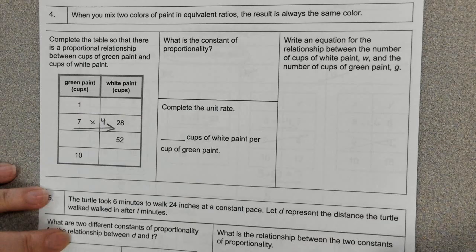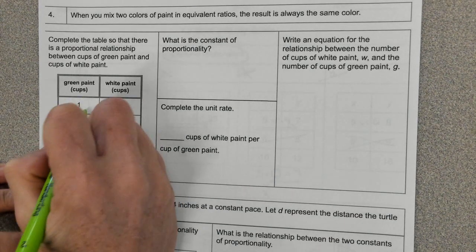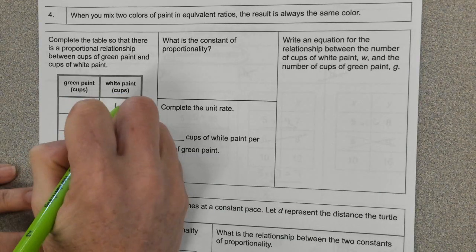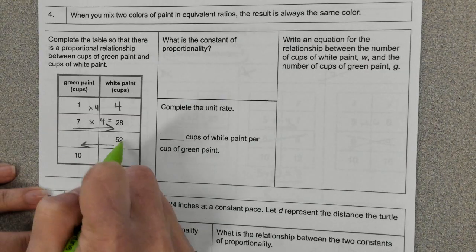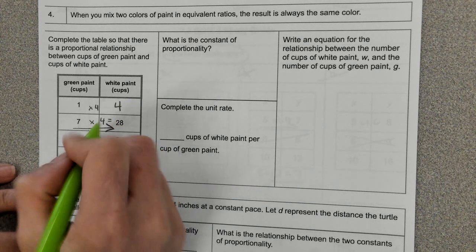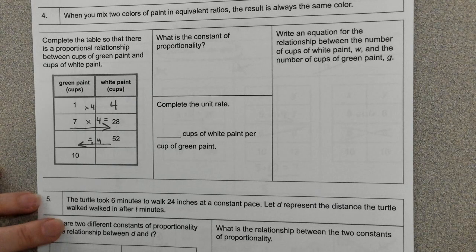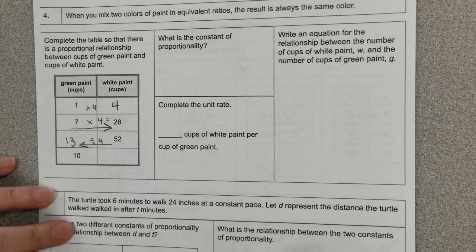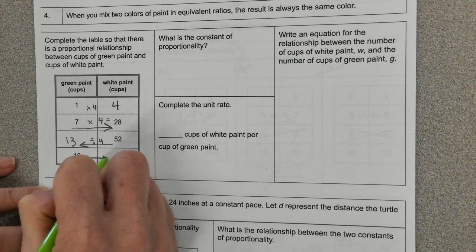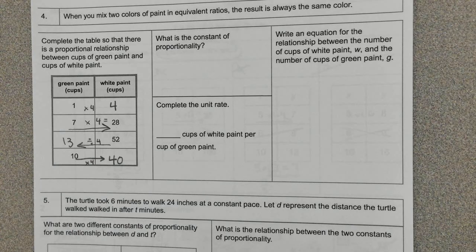7 times 4 is 28. So the constant of proportionality has to be 4. So I'm going to multiply by 4 all throughout to get the values of white. This time, however, because it is going the opposite way, I'm not going to multiply by 4. I'm going to divide 52 by 4, and that comes out to be 13. Here we're going back the other way again, so I'll multiply by 4. 10 times 4 is 40.